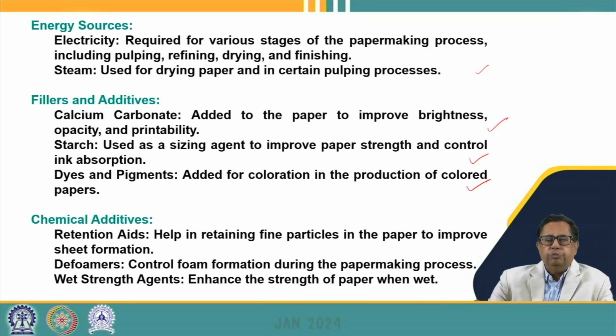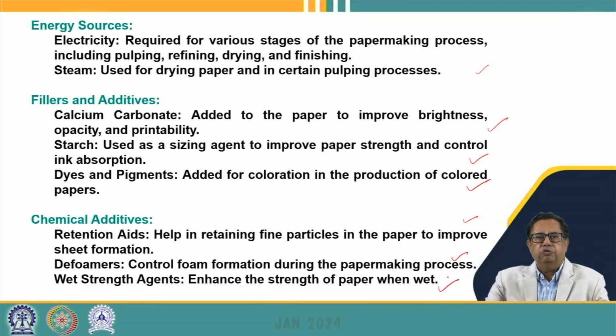Dyes and pigments may also be used so that we can produce colored papers. So chemical additives may also be used. For example, we may add retention aids, which can retain the fine particles so that it can improve the sheet formation from the pulp. Similarly, a lot of defoaming agents are also used so that whatever foam is formed during the paper making process can be removed.